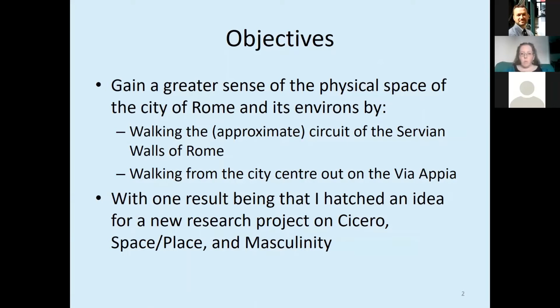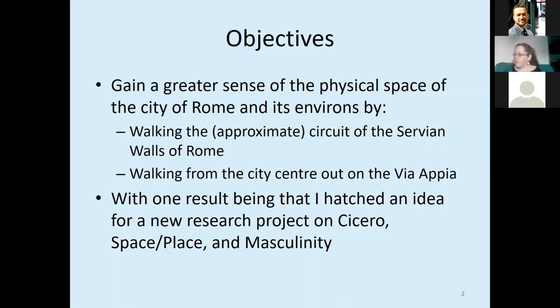So basically where this comes from is that in 2018, I went to Rome for research and conference related reasons. And while I was there, I really wanted to get a better sense of the physical space of Rome. I wanted to understand where things are in relationship to each other. How big was ancient Rome? What could you see from one place to another place? How would you get from one place to another?